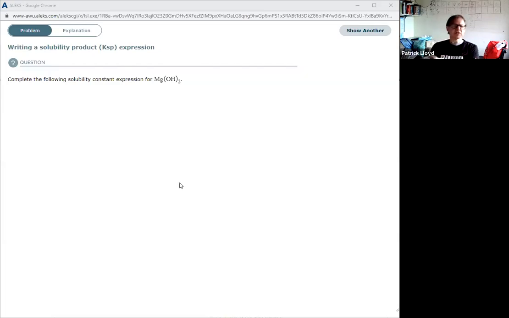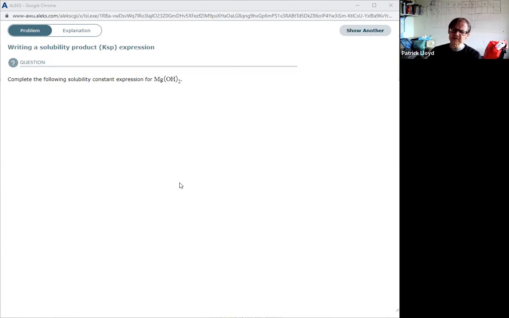Okay, so let's take a look at an example here. I'm just going to go right to a problem so that you can see it. It wasn't clear to me when I first read this question what they wanted, but it says complete the following solubility constant expression for Mg(OH)2. So what I'm going to do is I'm going to do two things. I'm going to write out a chemical equation, and then I'm going to write out the expression for KSP.